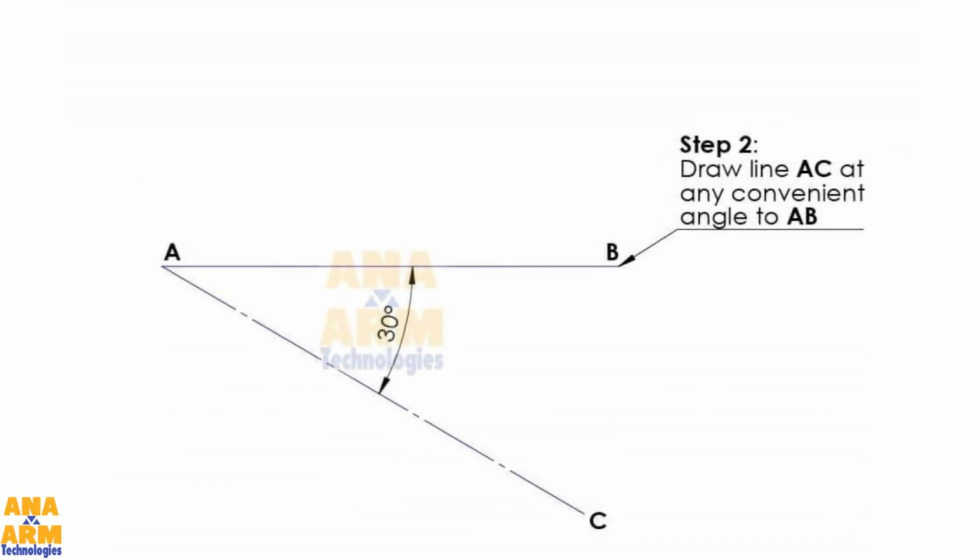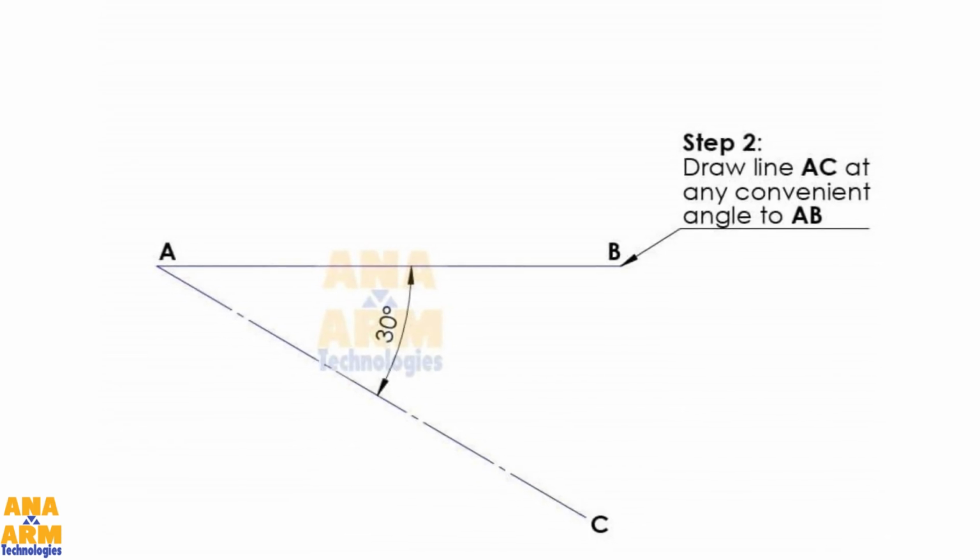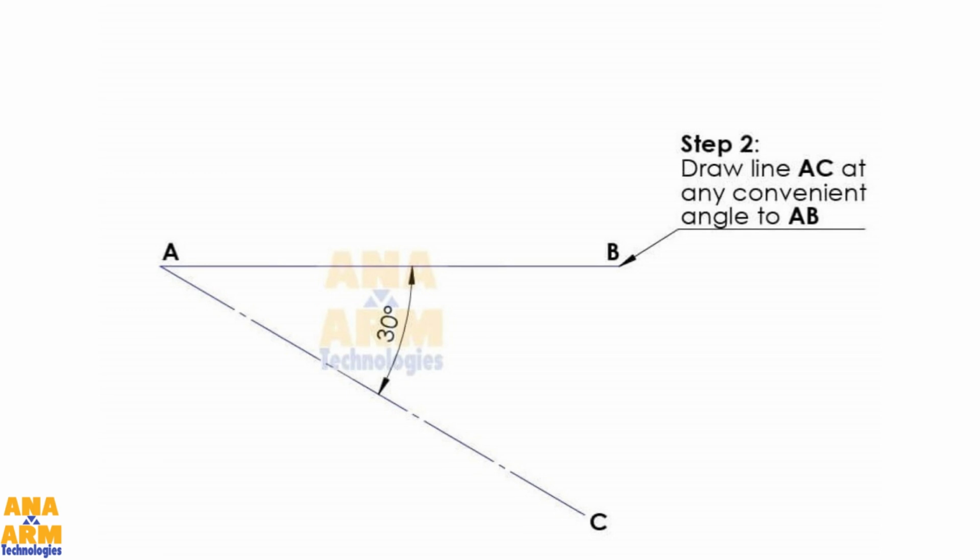Step 2. Draw line AC at any convenient angle to AB. In this case, we are using 30 degrees, but it is up to you to use any other angle.